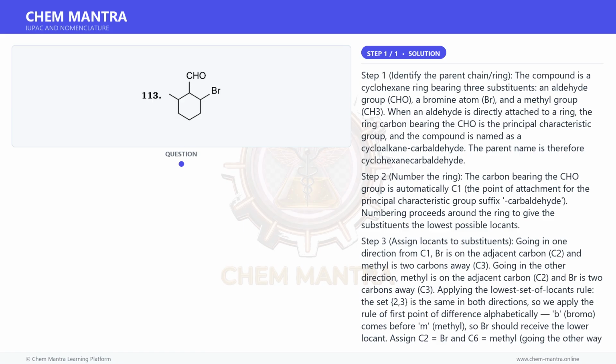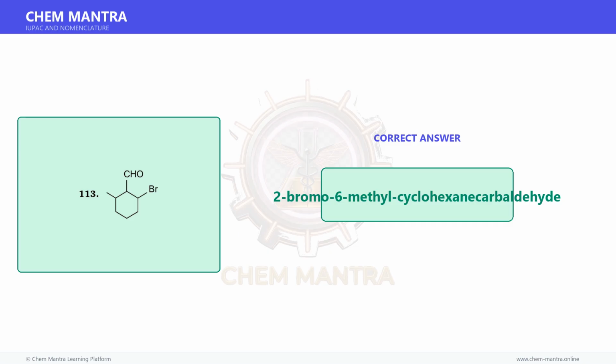In the name, substituents are listed alphabetically, bromo, B, before methyl, M. Step 5. Compile the name: 2-bromo-6-methyl cyclohexane carbaldehyde. Therefore, the correct answer is 2-bromo-6-methyl cyclohexane carbaldehyde. The correct answer is shown on screen.